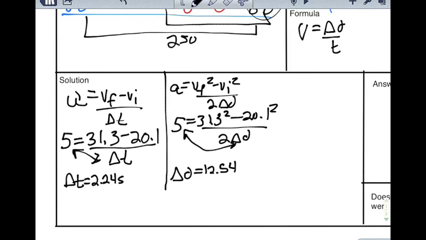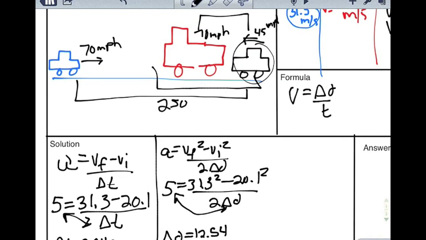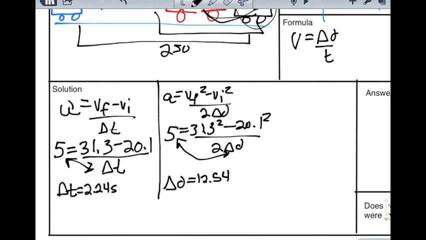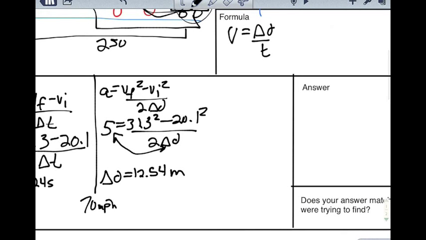Well, that's a problem in the sense that I've got 20 meters in between the car and the truck, and so if I only travel 12.54 meters, when I get up to 70 miles per hour, I still haven't passed the truck yet. So what I need to do is take a look at how much further do I have to go?